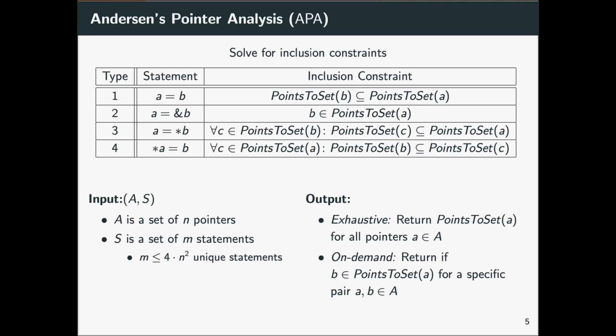In the exhaustive case, we have to return the points-to set of each pointer A, whereas in the on-demand case, we only need to determine whether a specific pointer A may point to a specific address B. So the exhaustive case has output size n squared, since each of the n points-to sets may contain n pointers, whereas the output in the on-demand case is just a single bit.